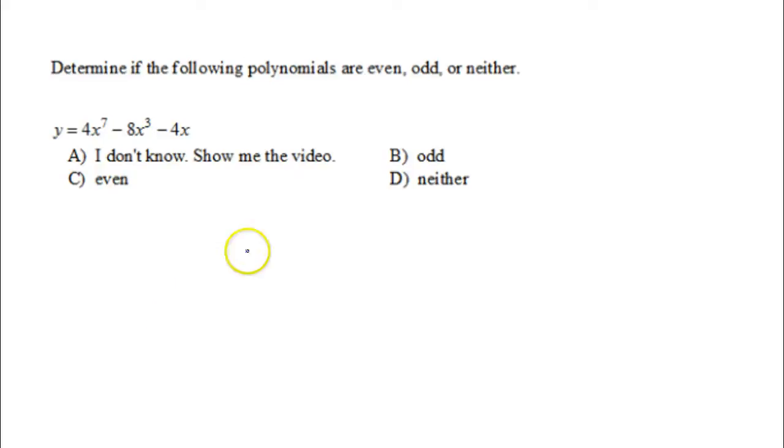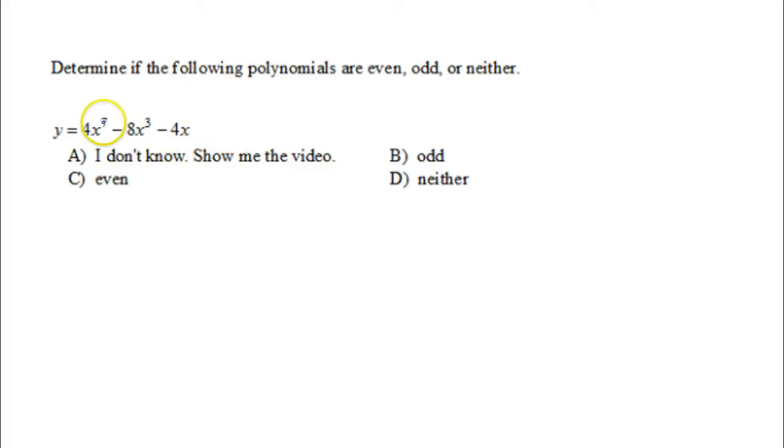In this video, we will determine whether or not this function is even, odd, or neither, and we're talking about symmetry here. At a glance, we can tell by looking at the exponents. If it is odd, all of the exponents will be odd. If it's even, all of the exponents will be even. If there's a mixture of even and odd, then it is neither.